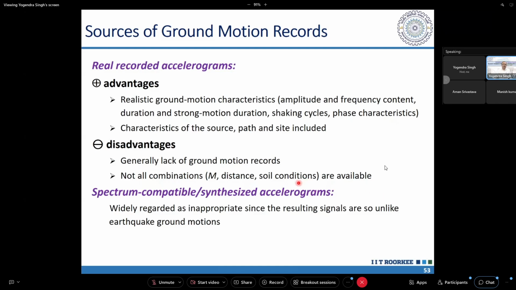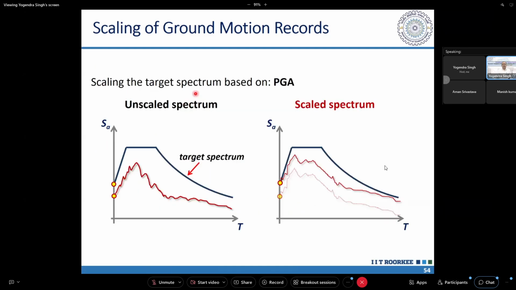So in that case, you can select the closest ground motion, which is close to your conditions, and then do a spectral matching or a spectrum compatible earthquake you can use. Now, the recorded accelerograms which we get, those may require scaling and spectral matching. So what are the different methods for that? I will discuss a little bit about that.